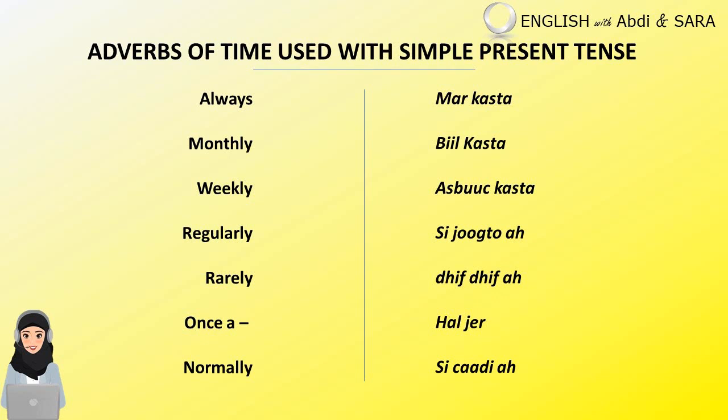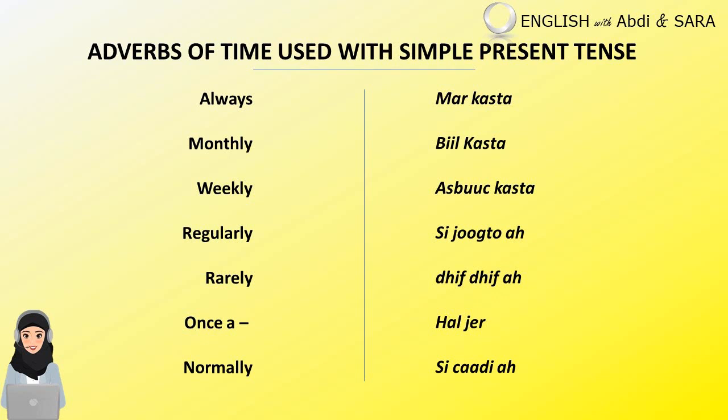Always means markasta. Monthly. Monthly is used for things that you plan to do every month or after every 30 days. Weekly. Weekly are things we plan to do after every 7 days or after every week.